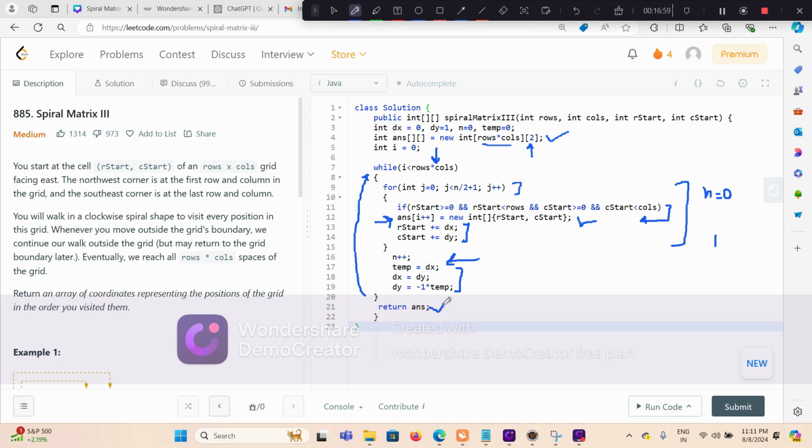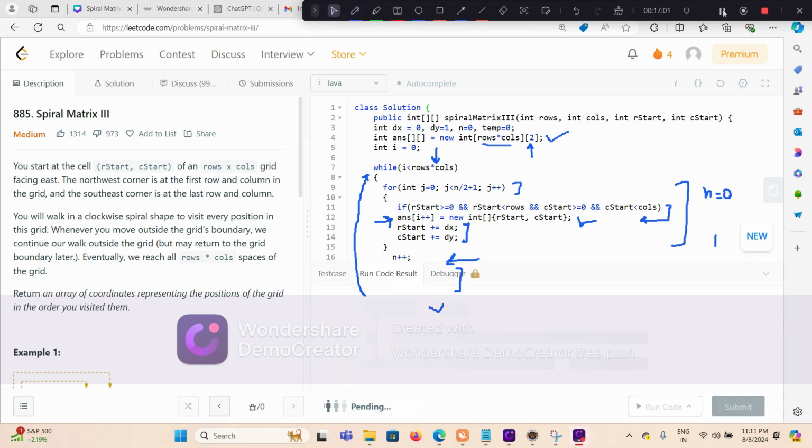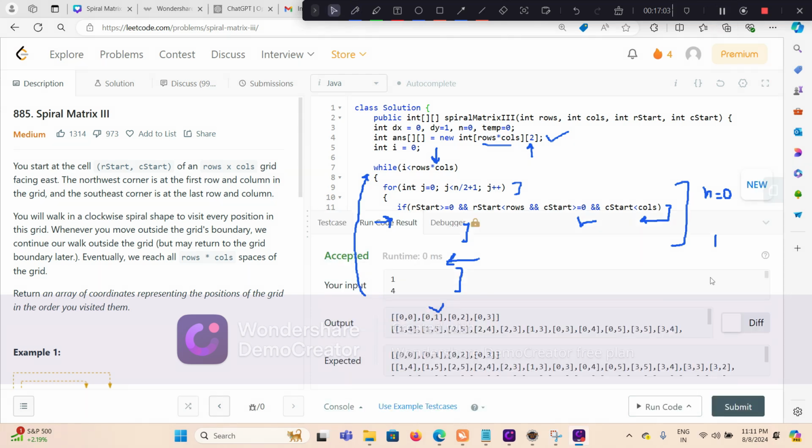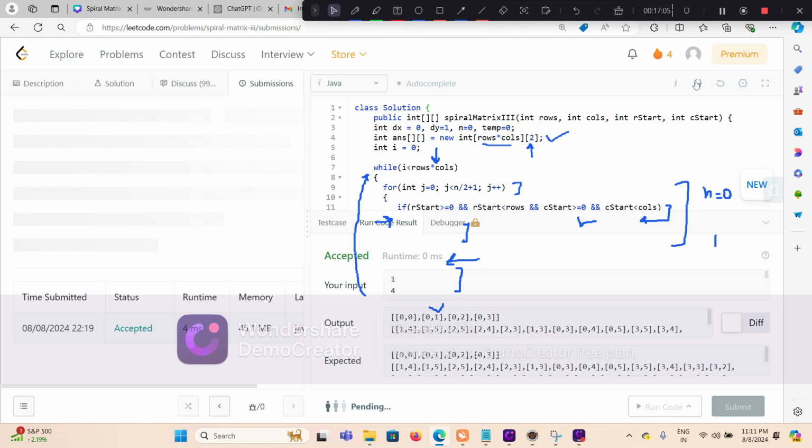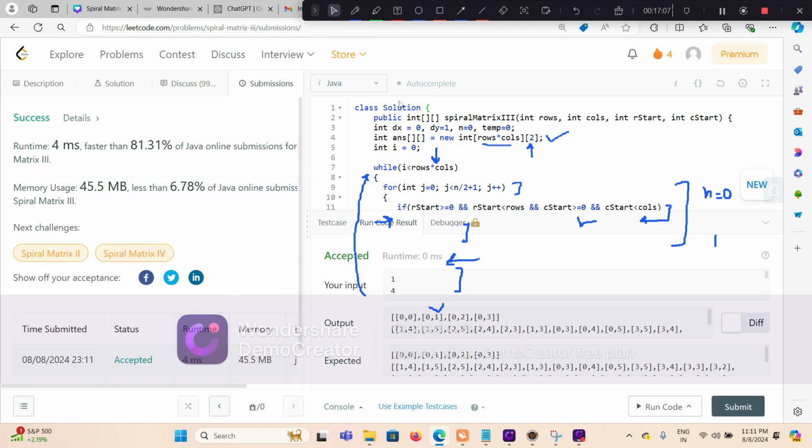And finally I am returning this answer. So let me execute this code. I am executing the code, let me submit it. So yeah, it is 81.315 star.